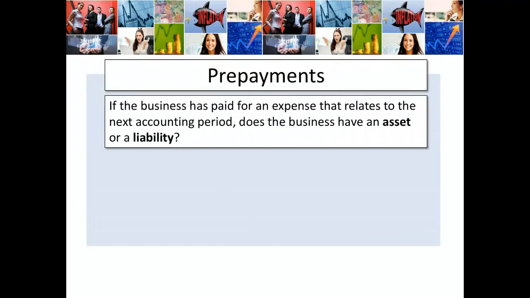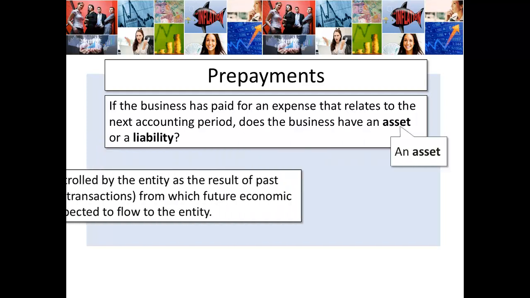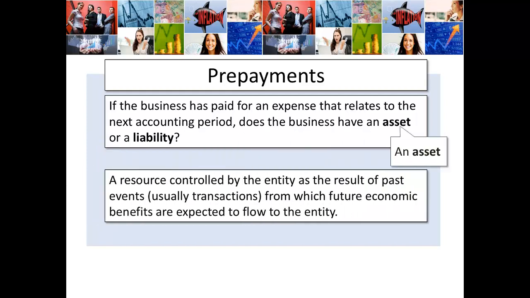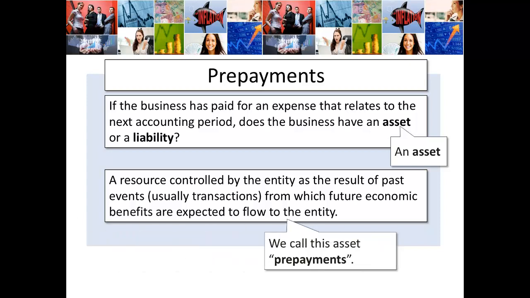Prepayments. So if the business has paid for an expense that relates to the next accounting period, does the business have an asset or a liability? It must be an asset, right? And an asset is a resource controlled by the entity as a result of past events, which is a transaction typically, and from which future economic benefits will then flow to the business. And we're going to call this asset prepayments.